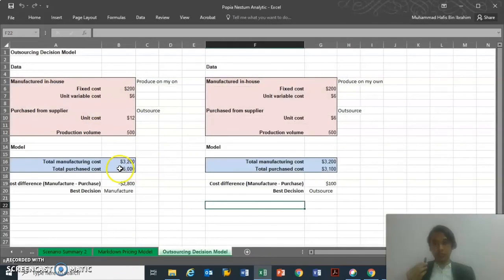And the last one is the outsourcing decision model, and I will choose to produce on my own, which is manufacture. I will not choose to purchase from another supplier, because this value is impossible to get from supplier. So that's all from me.